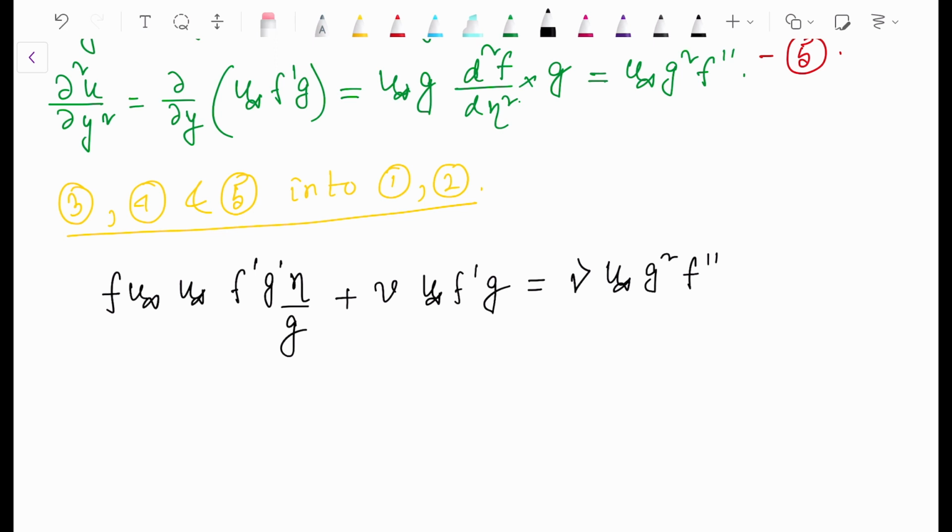Now v is also a function of x as well as y. So I have to eliminate this v. I have to eliminate this.